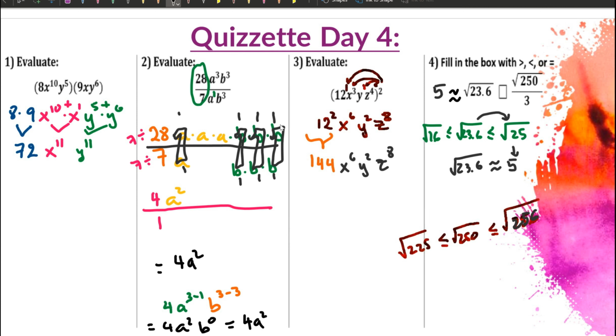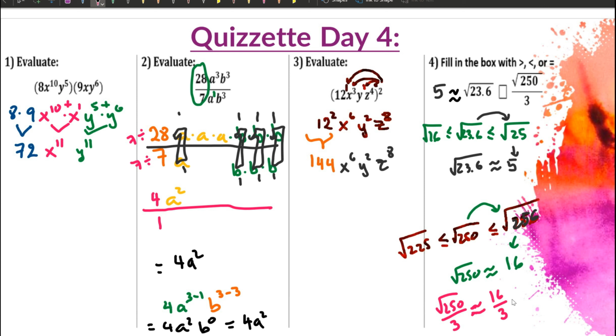256. So 250 is closer to 256 than 225. So we're going to round up. Square root of 250 is approximately square root of 256, which is 16. Now keep in mind that the problem didn't ask you what is square root of 256. They asked you what is square root of 250 divided by 3. So we know square root of 250 is approximately 16.